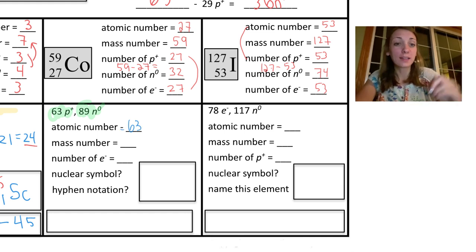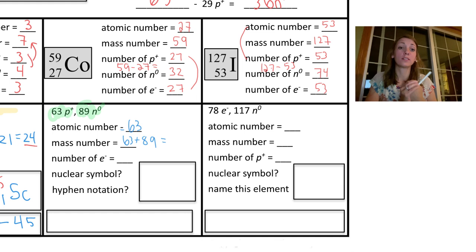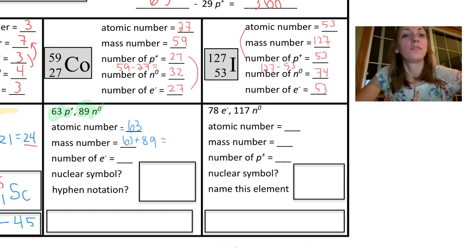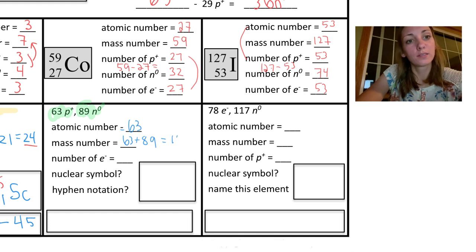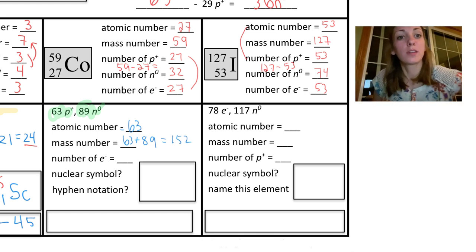And then the mass number, we're going to have to add the 63 plus the 89, right? The protons and the neutrons are the two things with a mass. And so we're going to end up with 152. I'm hoping that's my math in my head. I could go look up there. Yeah, okay. Electrons, again, we're assuming these are neutral.